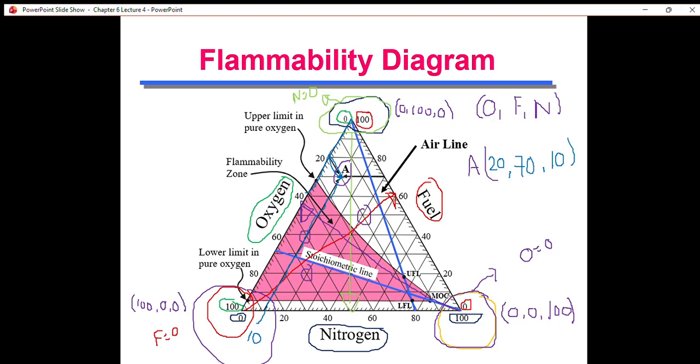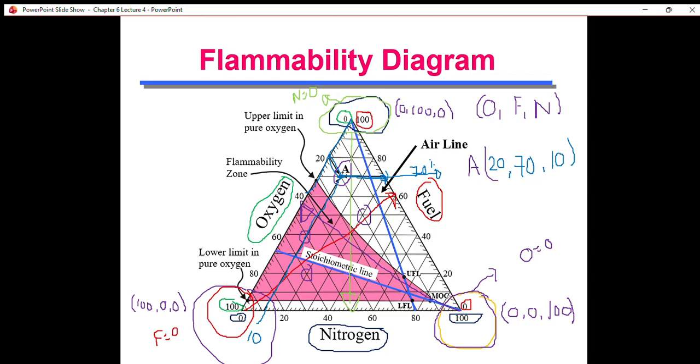If I forget to do that, you can simply go to the fuel. Fuel is coming from 0 to 100. How much is the concentration here, at the intersection? I will take a horizontal line from point A to the line that represents the fuel, and this is equivalent to 70%. So this is how you read any point inside the triangle.